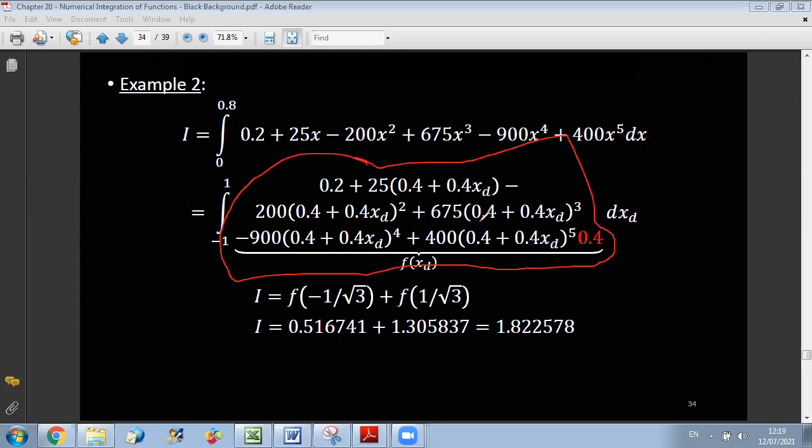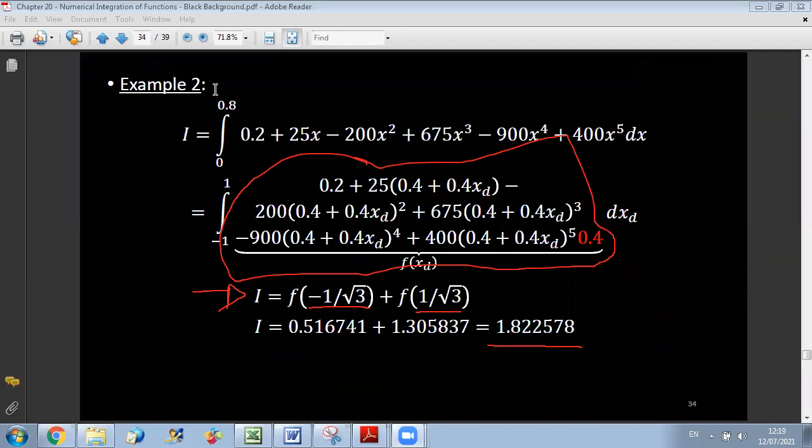Okay. Now, in this function I obtain, this is a function of xd. I should replace xd by minus 1 over radical 3 the first time, and then f of 1 over radical 3, then say that the approximation of the integral using the 2 points Gauss quadrature is equal to f of minus 1 over radical 3 plus f of 1 over radical 3, which gave me a value of 1.822578.